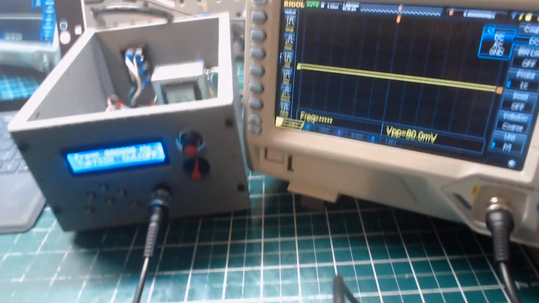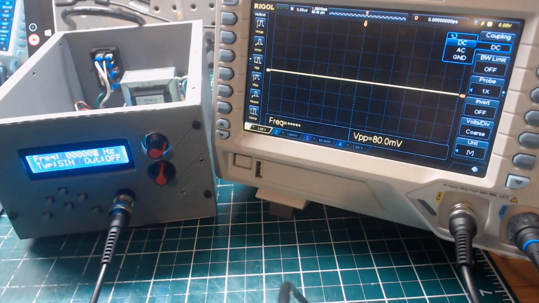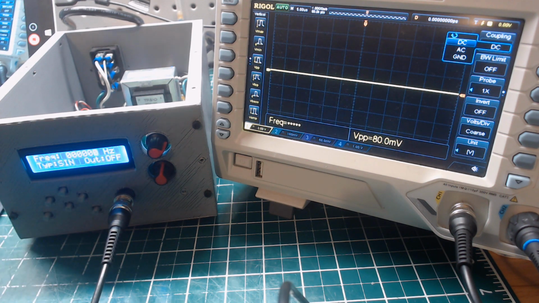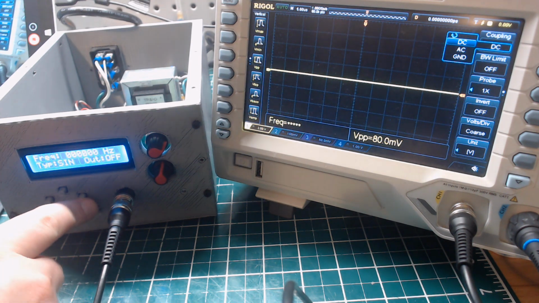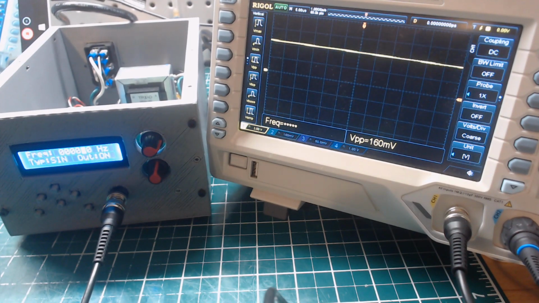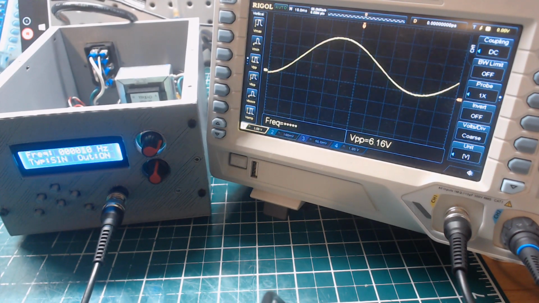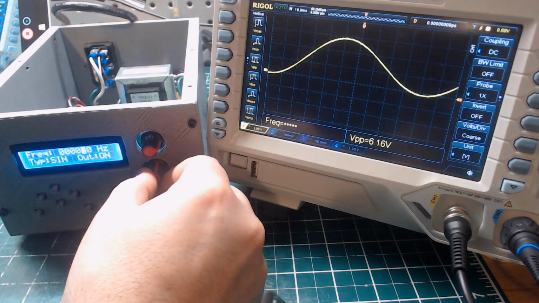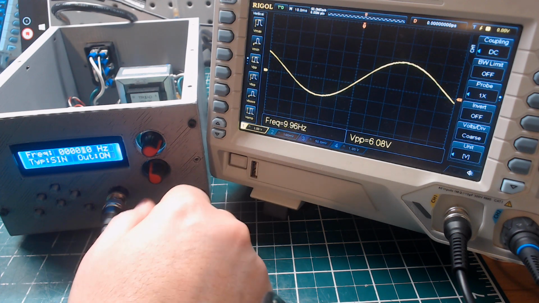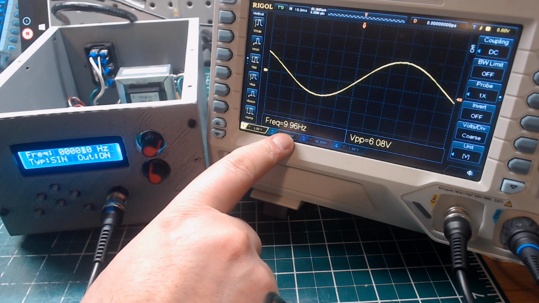So on top here, we have the frequency, and then the wave type, and then on-off. All right, so the first requirement is the frequency range from 10 hertz to 100 kilohertz. So if we put 10 hertz, turn it on. So that's 10 hertz.